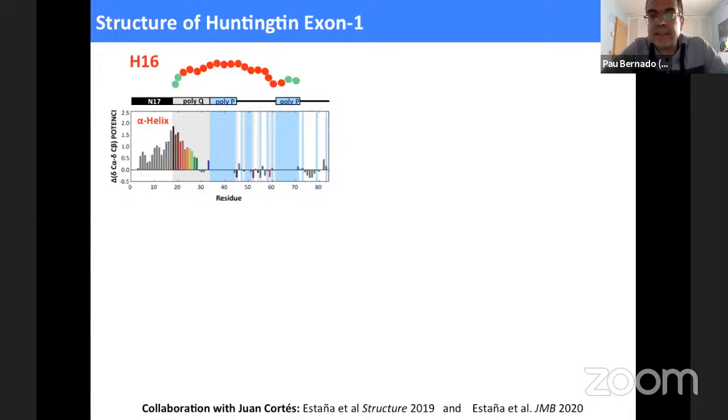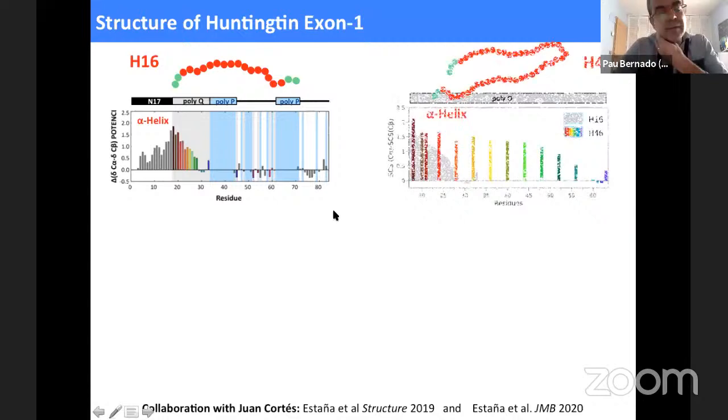By using the chemical shifts of the protein, we observe, for instance, that the protein has a tendency, but it's not fully, to be helical. It is more helical at the beginning of the polyglutamine tract, and the helicity decreases along the tract.